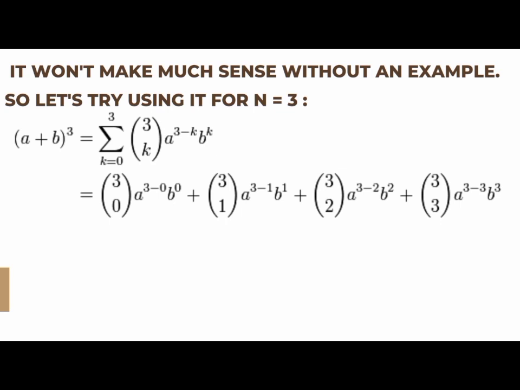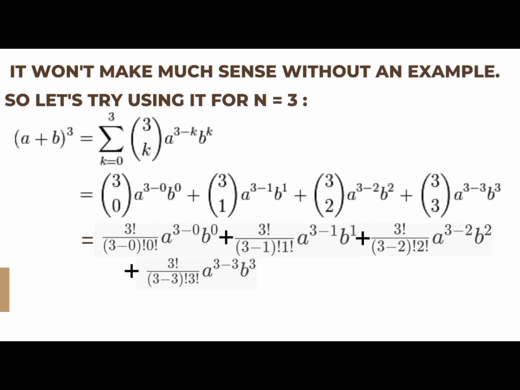3 choose 0 is equal to 3 factorial over 0 factorial times 3 minus 0 factorial. And 3 choose 1 is equal to 3 factorial over 1 factorial times 3 minus 1 factorial.